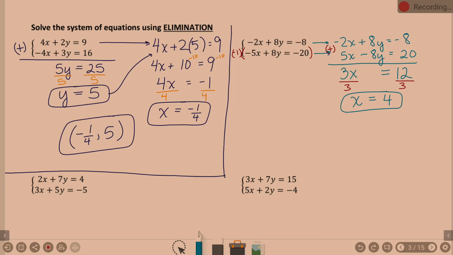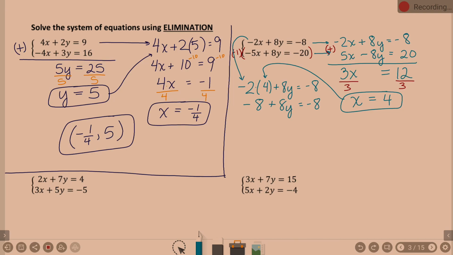Okay, how do we want to find y? Take this 4 and plug it into whichever equation makes your heart happier. Okay, your choice. You guys are going to tell me to pick the top one, yes? I'll go with it. So if I pick the top one, it's negative 2x. What's x? 4. Plus 8y equals negative 8. Negative 2 times 4 is negative 8, plus 8y equals negative 8.